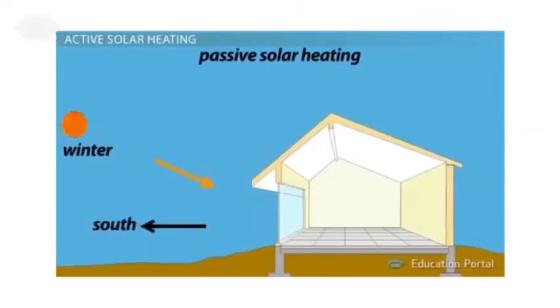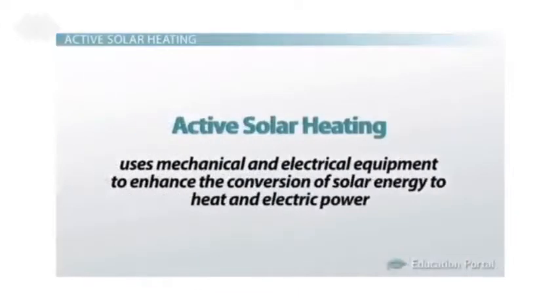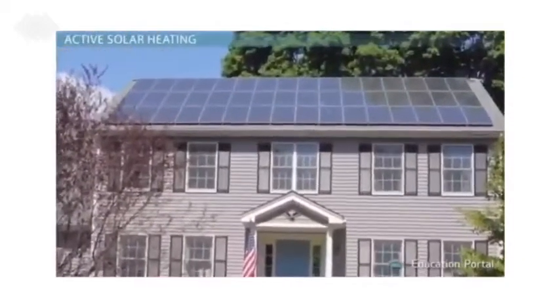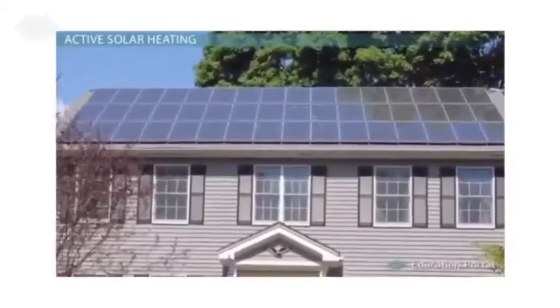Active solar heating is a more involved process than passive solar heating. While passive solar heating employs methods to capture heat from the sun, it does nothing to actively enhance the process. In contrast, active solar heating uses mechanical and electrical equipment to enhance the conversion of solar energy to heat and electric power. While more involved, active solar systems can generate much more heat than a passive system.